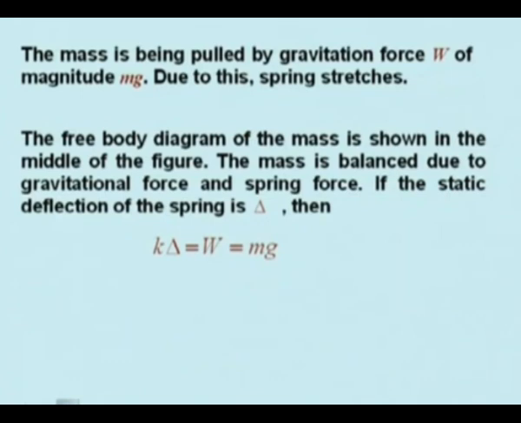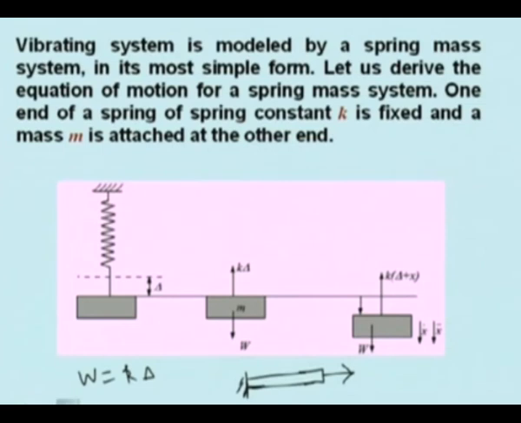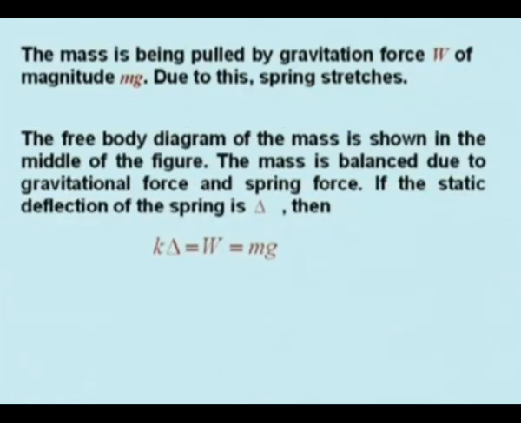Now in the free body, let us summarize this. The mass is being pulled by gravitational force W of magnitude mg. Due to this the spring stretches, and the free body diagram of the mass is shown in the middle of the figure. The mass is balanced due to gravitational force and spring force. If the static deflection of the spring is delta, then K delta is equal to W is equal to mg.